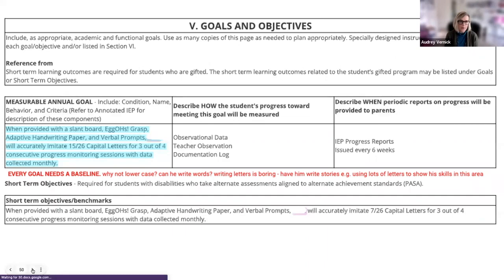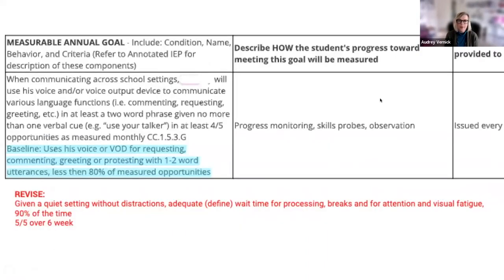Let me give another example here. This is when communicating across school settings, so they put the location first. So-and-so will use his voice and/or voice output device to communicate various language functions in at least a 2-word phrase, given no more than 1 verbal cue. So there might be more to the given, like what other supports does he need in order to meet this goal? I might want to build that out a little bit more.